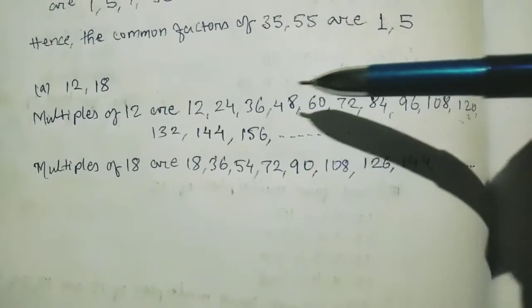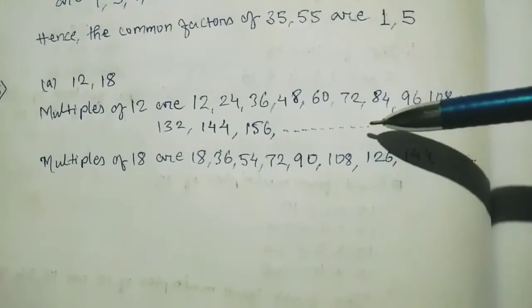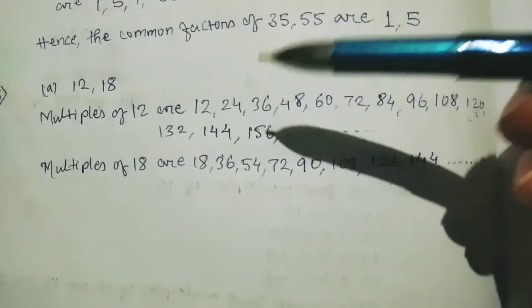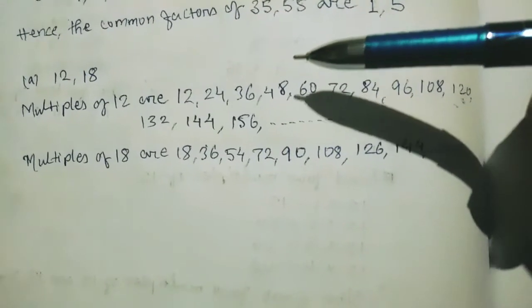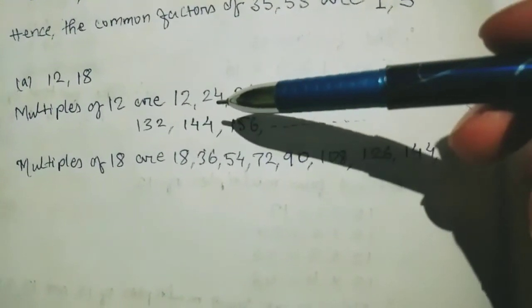So now our task is to find the common multiples between these two numbers. First you have to find the first 4 common multiples. It is written in the question, 4 common multiples you have to find. Okay, so here you can see what numbers are matching.